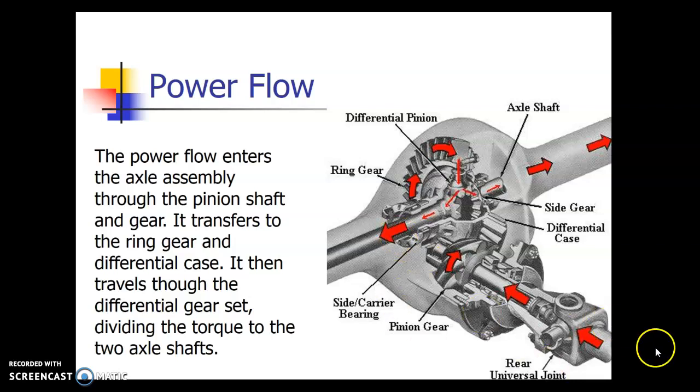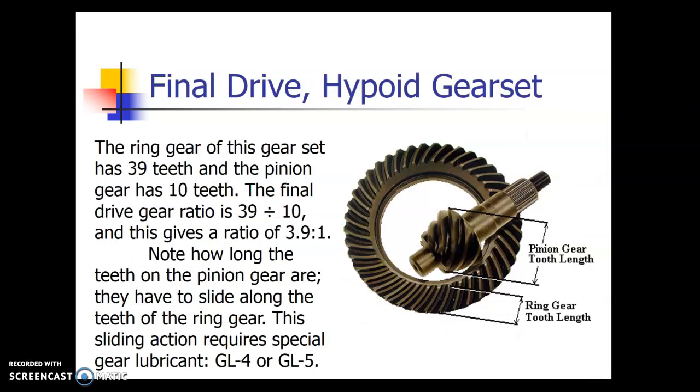But basically, as power flow is coming in, here's that rear U-joint. It's going to go here into this pinion gear. Pinion gear turns this ring gear. Ring gear is going to turn this carrier case, and that carrier case is attached to the axles via side gears right here, and that goes down to the wheels. But what the video will show you is how it accommodates different speeds as it transfers the torque to the two axle shafts.